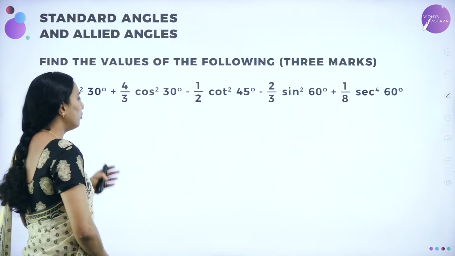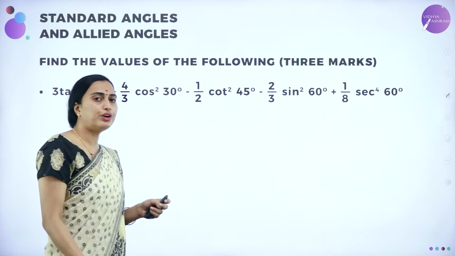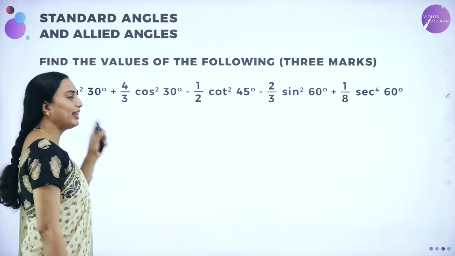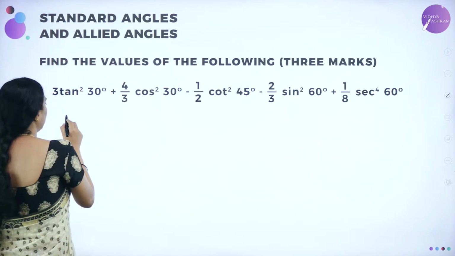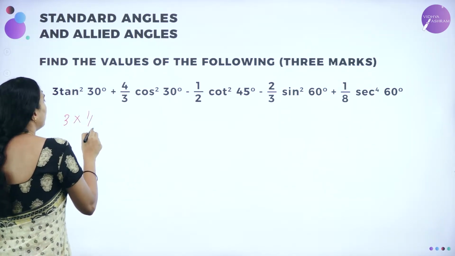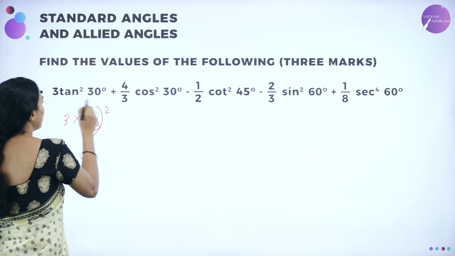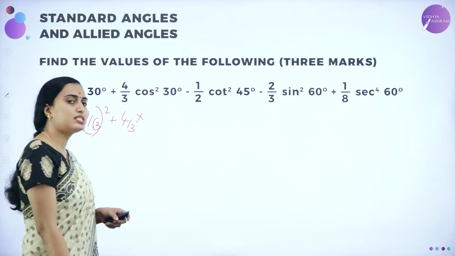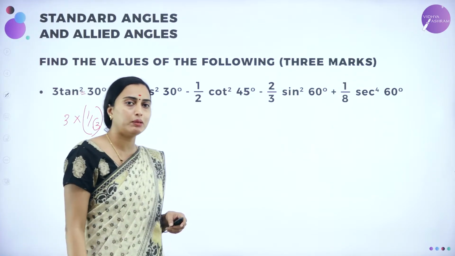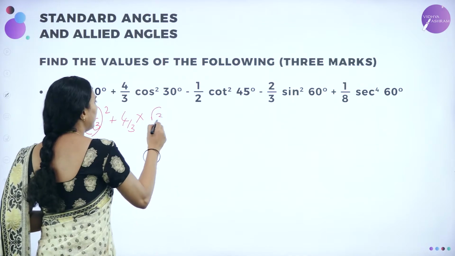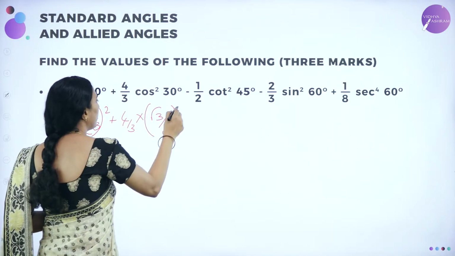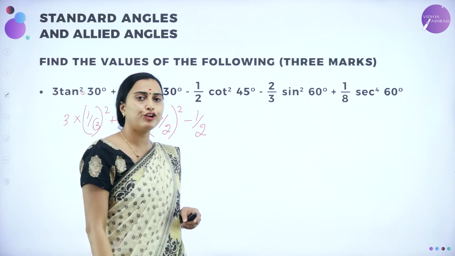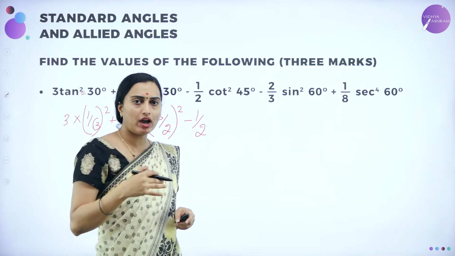Now let me know the value of tan 30 degree. Tan 30 degree is nothing but 1 by root 3. So 3 into (1 by root 3) whole squared, because squared is there, plus 4 by 3 into cos 30 degree. Cos 30 degree is root 3 by 2, therefore root 3 by 2 whole squared, minus 1 by 2 into cot 45 degree. Tan 45 degree is 1, so cot 45 degree is 1 by 1, which is 1 only.